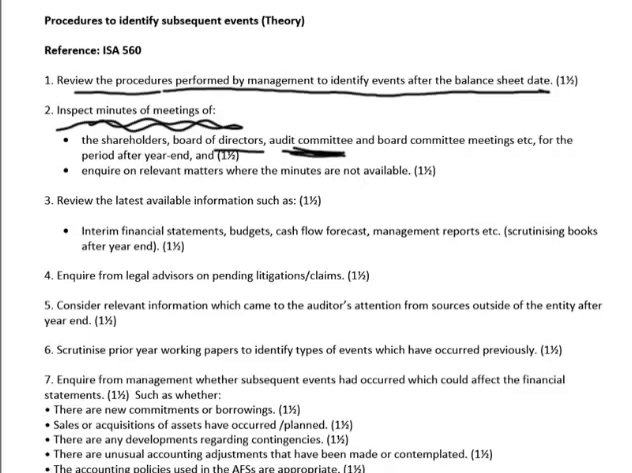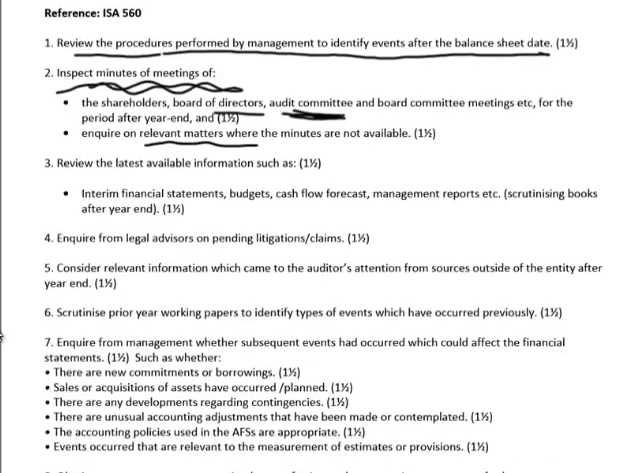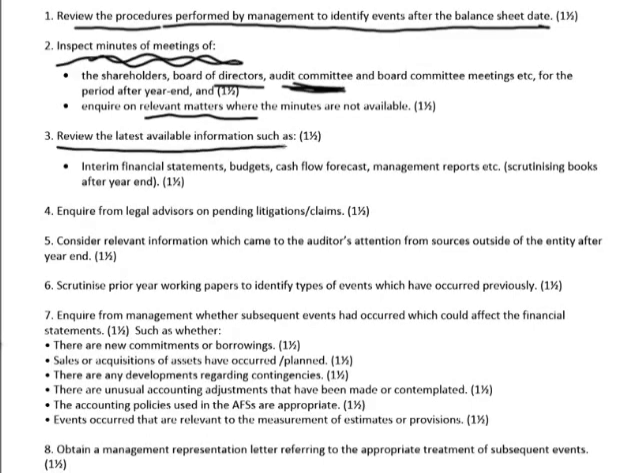Read through those minutes and see if there's anything that they've mentioned. We could also inquire on relevant matters where minutes are not available. So if they haven't had any meetings yet, have a chat with those who sit on the board, the shareholders, and the audit committee, and see if there's anything they are aware of that they haven't actually spoken about in their meetings yet. We could review the latest available information, for example interim financial statements, depending on how long we are there after year end. Look at their budgets, their cash flow forecasts, their management reports. Look at their books after year end. Is there anything that raises a red flag that we should be aware of?